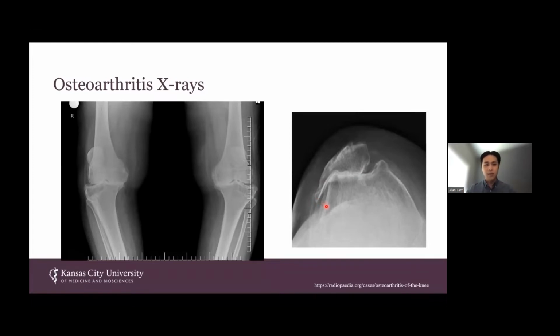Even outside of the bone, you can see where the patient's legs are beginning to become bowed. We call this a varus deformity. This is mainly due in part to that bone-on-bone arthritis.